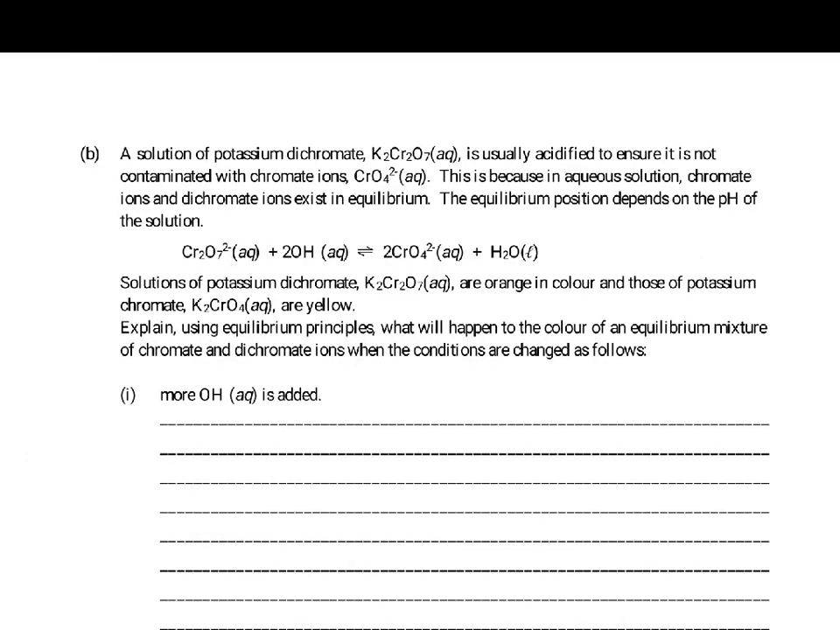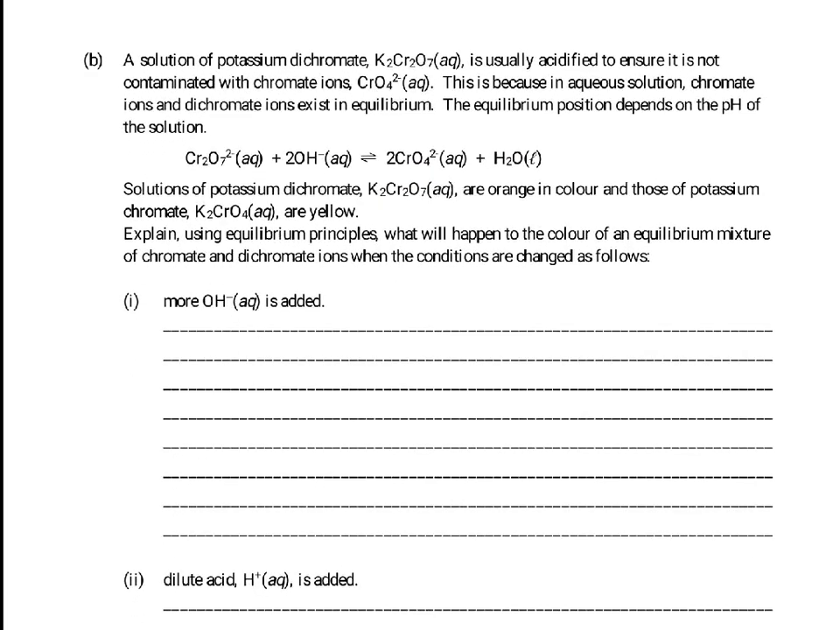Alright, next one. Solution of dichromate, which is normally acidified, is contaminated with chromate. So basically you've got this equilibrium where you've got dichromate and hydroxide as the reactants, and chromate and water on the right, which are products. Dichromate you're told is orange, and chromate you're told is yellow. So they go through 2 changes and you have to explain what will happen.